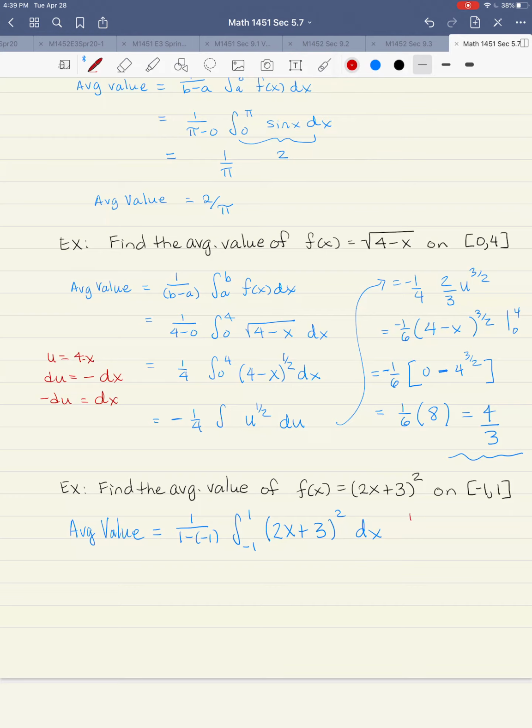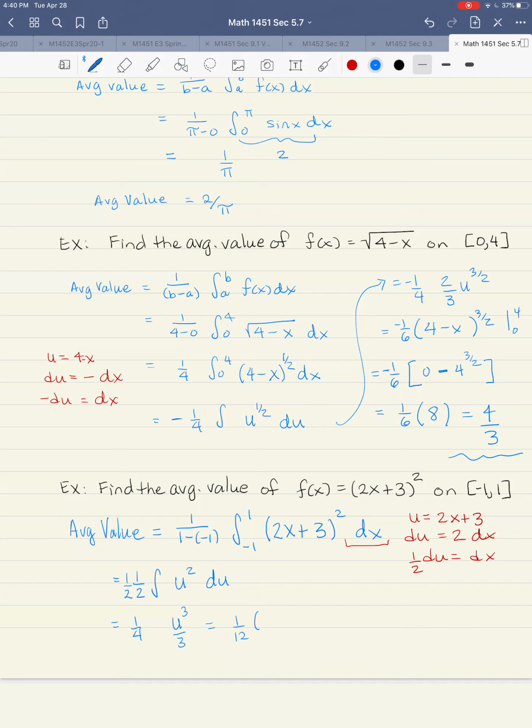Now you can square this, multiply this polynomial out and then integrate term by term. But where's the fun in that? Let's do our u substitution. U is the stuff inside. Du is the derivative times dx. Okay, since we don't have a 2 here, we just solve this for dx. And now make the term by term substitution in here. So we get our average value is 1 over 2, then the integral of u squared times 1/2, another 1/2 out here, times du.